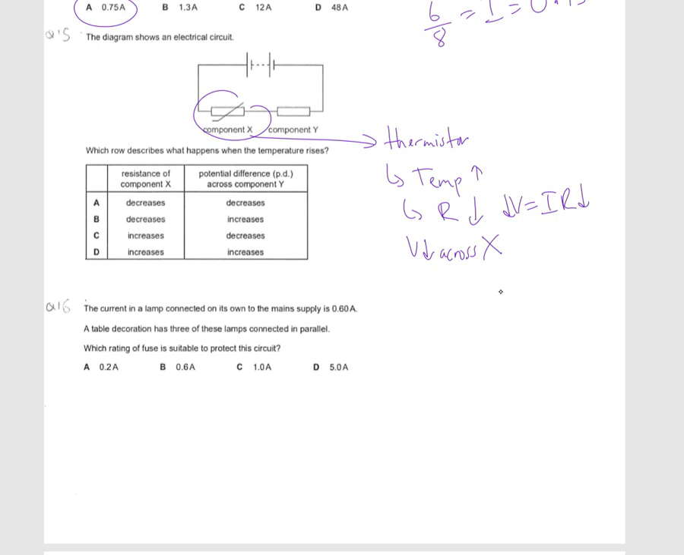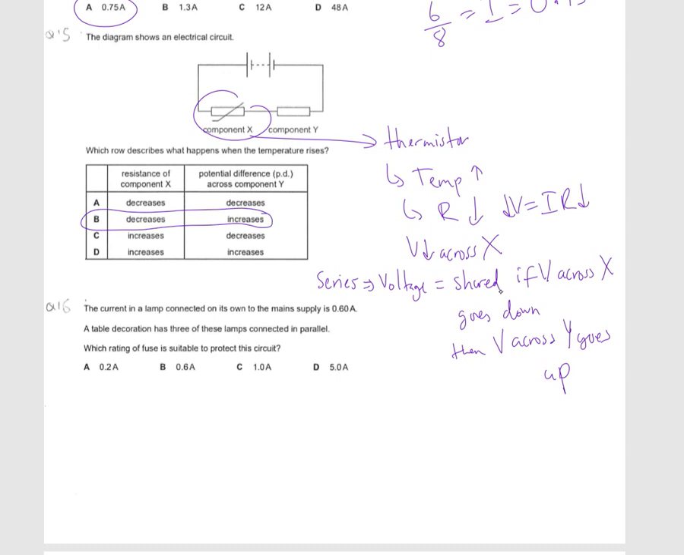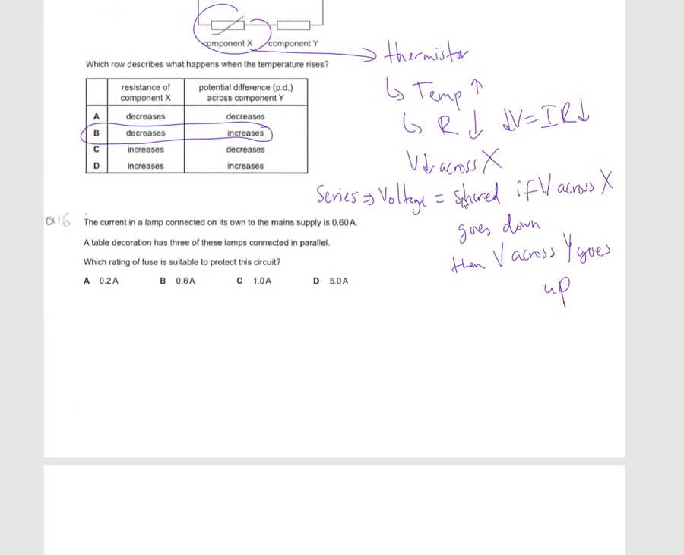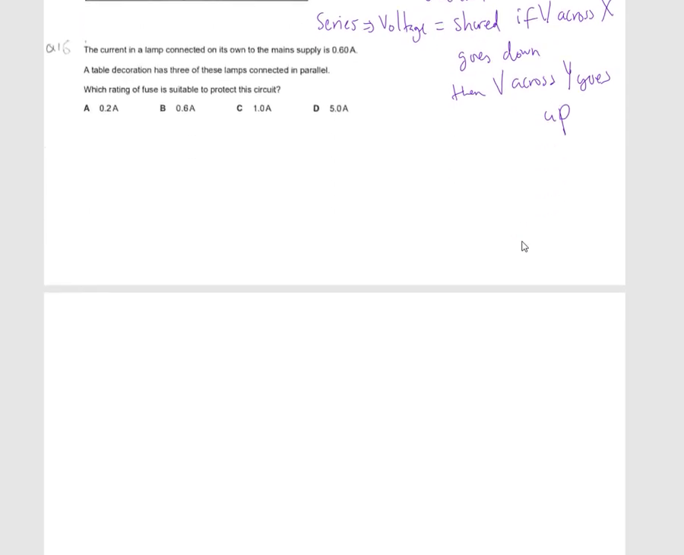Now, this here is a series circuit. So in series, the voltage is shared. So if V across X goes down, then V across Y goes up. So therefore the answer is going to be B. Good. Again, I need you to see this explanation in your paper.